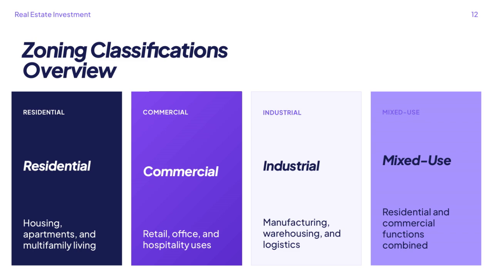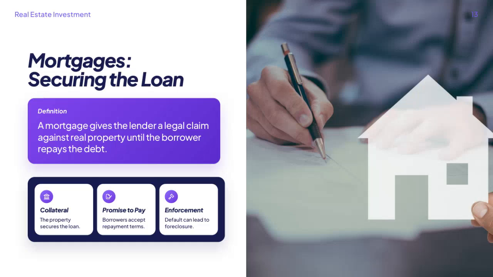Understanding these zoning classifications helps us navigate how different areas are planned and developed, guiding everything from real estate investment decisions to community growth strategies. Let's talk about mortgages and how they secure a loan. A mortgage is essentially a legal agreement where the lender holds a claim against real property, that's the house or land, until the borrower fully repays the debt.